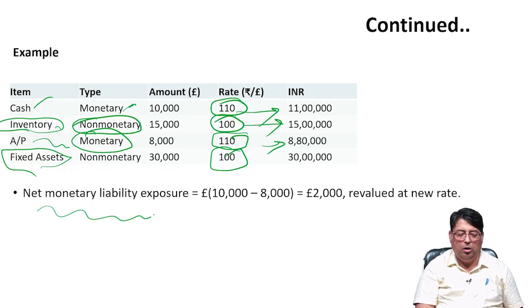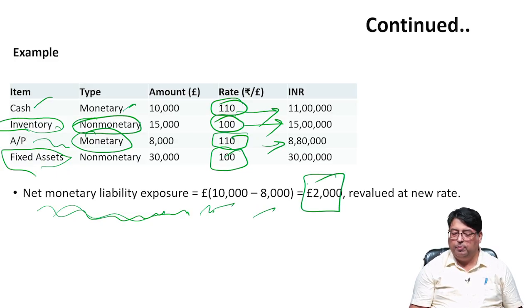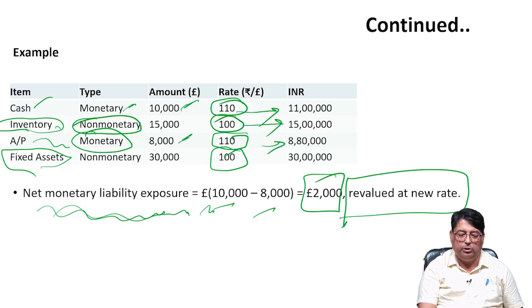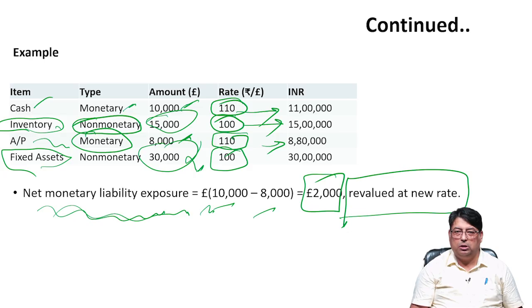So, net monetary liability exposure in pound terms is 10,000 minus 8,000, it is 2,000 pound revalued at the new rate. So, the exposure is limited to the extent of these 10,000 and 8,000, which are monetary in nature. So, the total exposure for the parent company, that is Tata, is only 2,000 pounds in place of considering all other non-monetary assets, because since they are converted at historical exchange rate, they will not cause any amount of gain or losses.